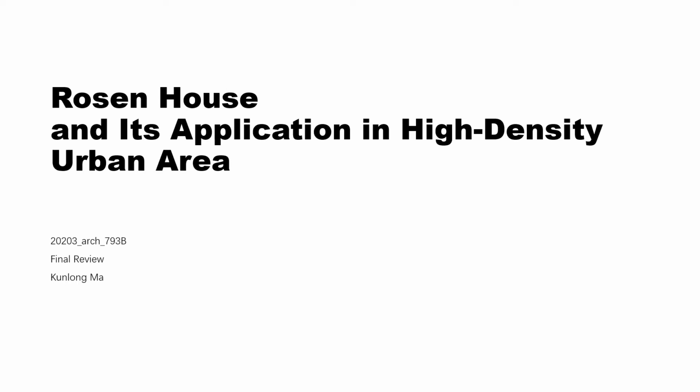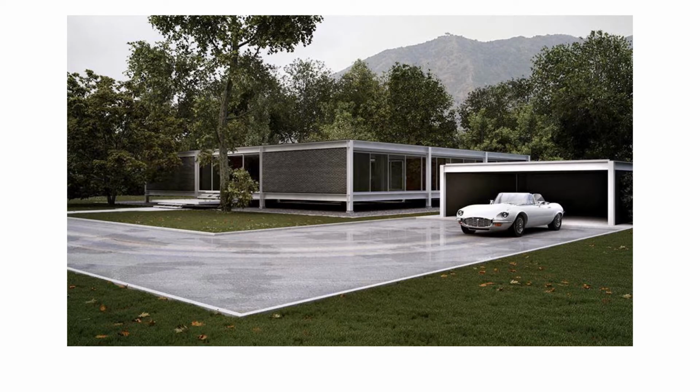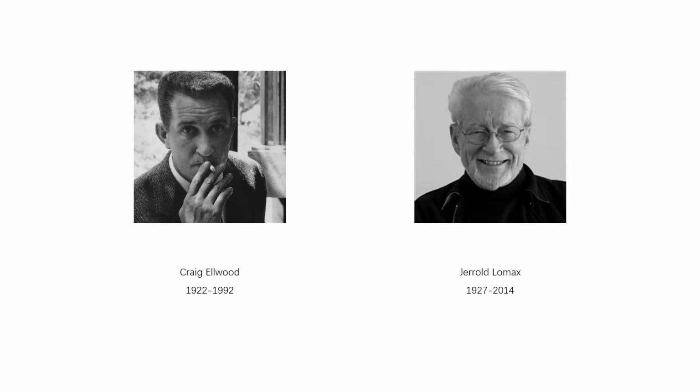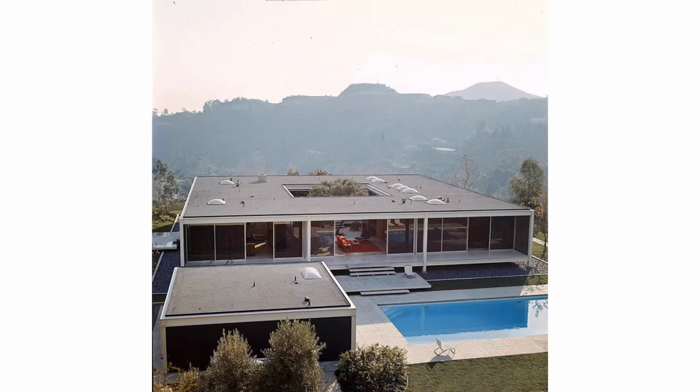I will introduce the President, Rosen House, and my thesis project. Rosen House is one of the representative works of modernist architecture in Los Angeles. It was designed by Craig Elwood and Gerald Lomax in 1961 and completed in 1964. The owners of Rosen House were Gerald and Arlene Rosen. It is located at 910 Oakmont Drive, Los Angeles, California.